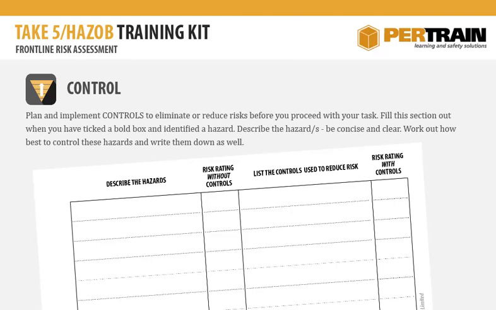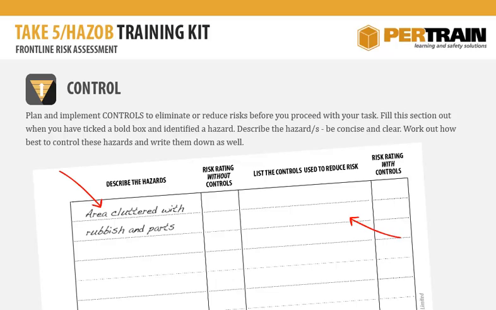Step 4. Plan and implement controls to eliminate or reduce risks before you proceed with your task. On the other side of the page, there is a section for describing the hazard and listing the controls to be used to minimize the risk. Fill this section out when you have ticked a bold box and identified a hazard.